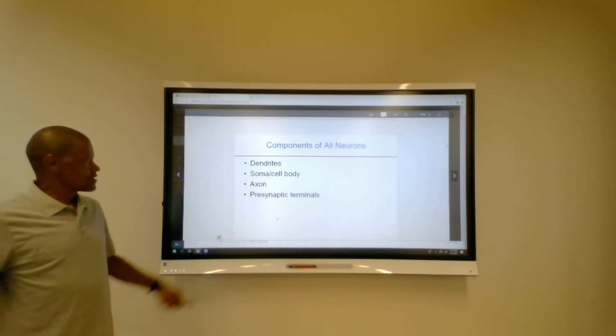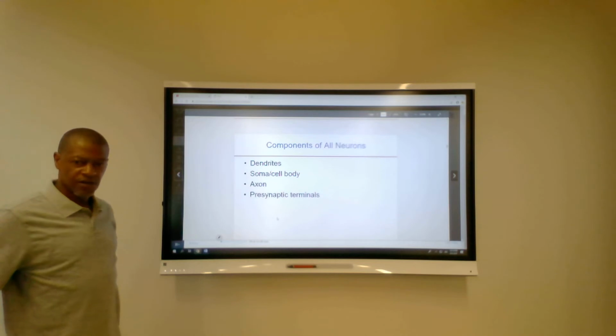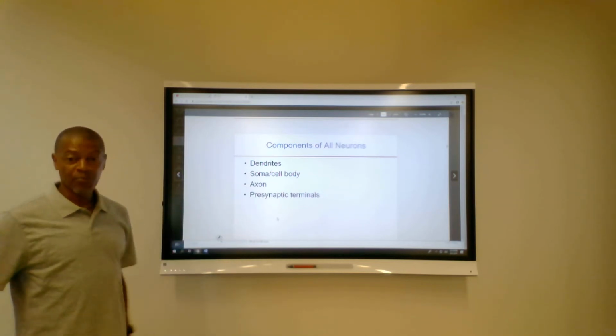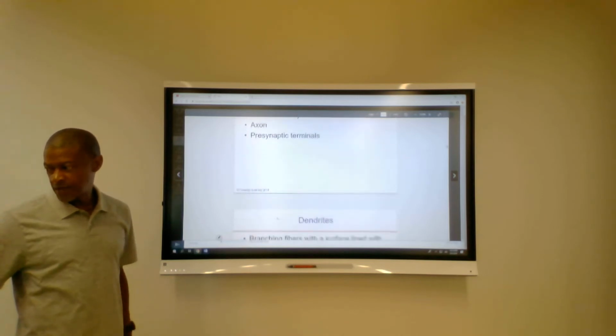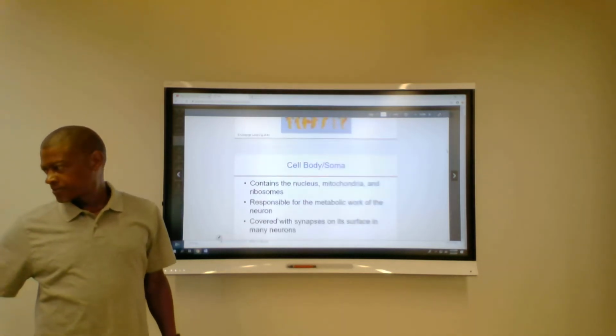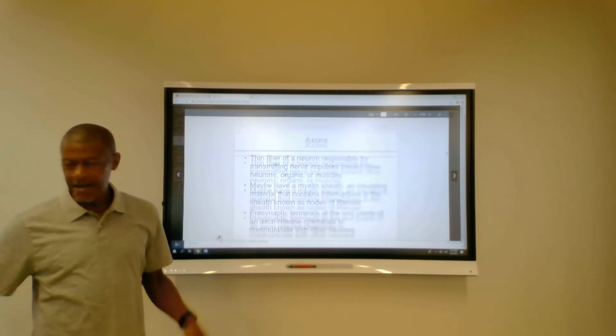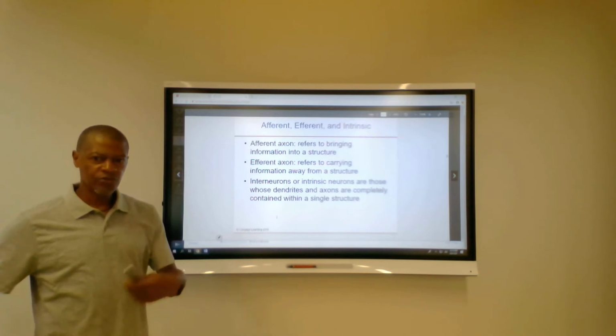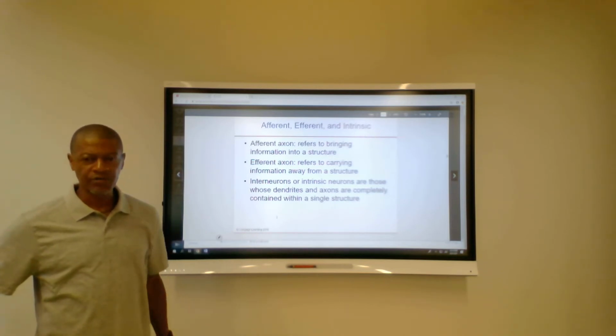So we just discussed this again. Just know this for the exam. Dendrites, axon, soma. What we mean by the pre-synaptic terminal, we discussed that. Again, dendrites, read up what that means. Soma, what it means. Axons, what it means. And I'm going through this quickly because you also have the PowerPoints.